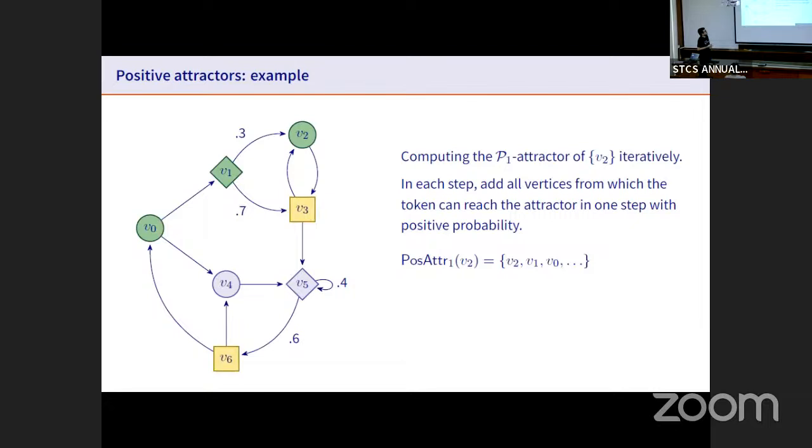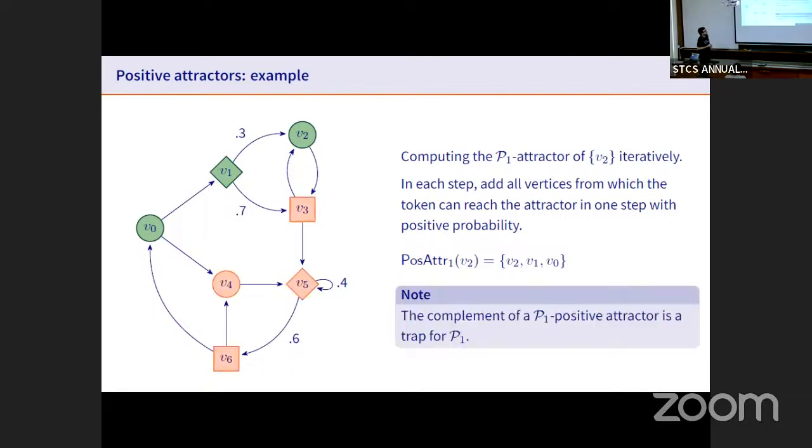We continue this until we reach a fixed point. From here, we won't include any of these again. We have reached a fixed point. From these three vertices, you can reach V2 with positive probability. So this is the player one positive attractor of V2. I would like to note that the complement of a player one positive attractor, the vertices shown in red, is a trap for player one. If the token is in one of these red vertices, then player two can ensure that it never reaches the green vertex, never leaves the red area.